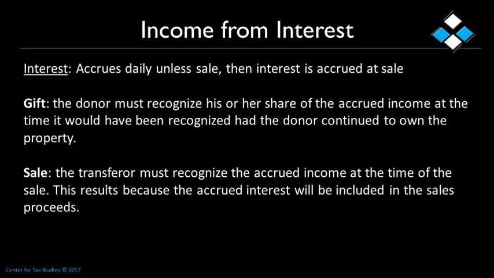Well, first we have to talk about interest. Interest accrues daily unless there is a sale. Then the interest is accrued at the sale. Now, when it comes to a gift of property, the donor, the person giving the gift, must recognize his or her share of the accrued income or interest at the time it would have been recognized had the donor continued to own the property. Now, if somebody sells such property, the transferor, the seller, must recognize the accrued income at the time of the sale. This results because the accrued interest will be included in the sales proceeds. So let's go over an example.